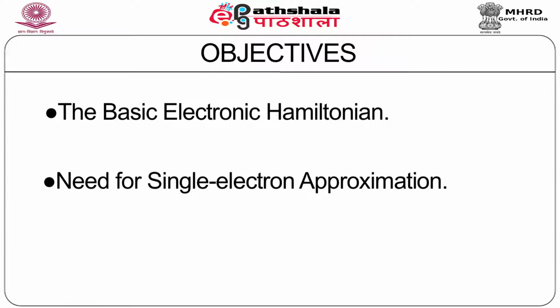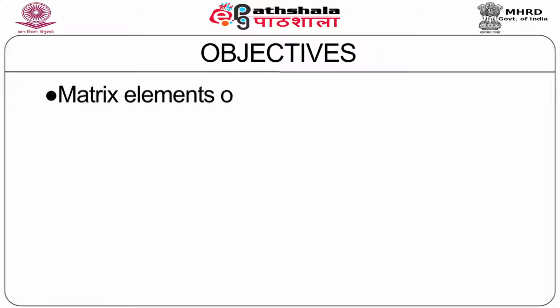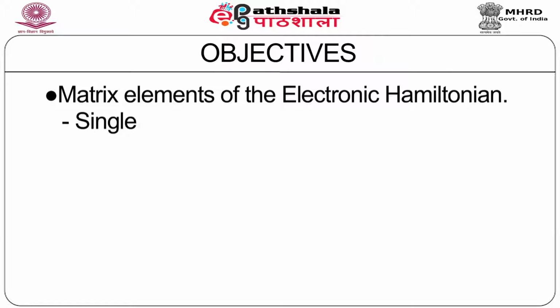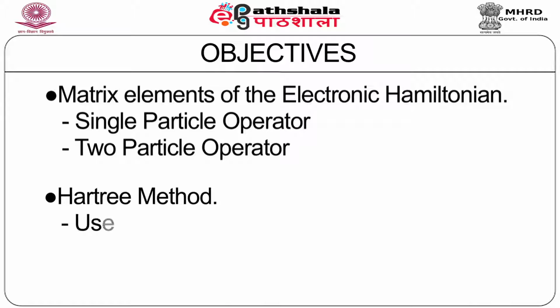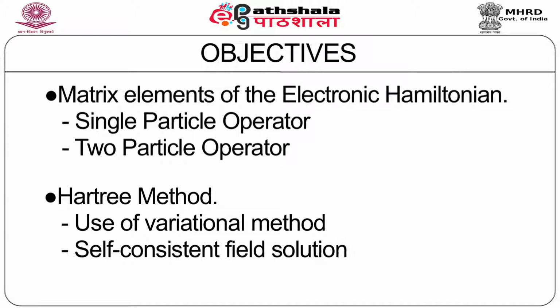We'll then discuss the matrix elements of the electronic Hamiltonian in the single-electron basis. The electronic Hamiltonian consists of the single particle operator and the two particle operator. This will create the necessary background and foundation to introduce and discuss the Hartree method, where we will discuss the concept of variational method and self-consistent field solution.